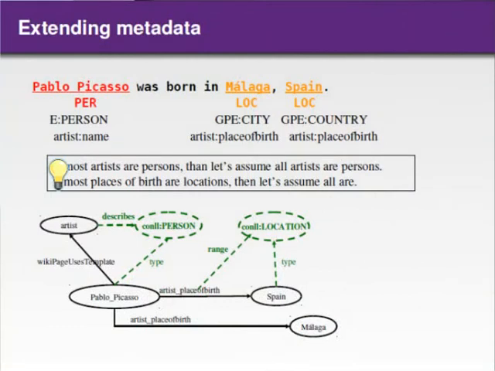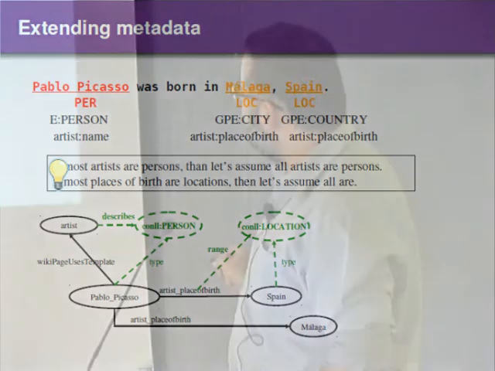But you can use other tricks to extend metadata. So for example, if most artists are persons, then let's assume all artists are persons. OK? Yeah, maybe we include a dog and one elephant. Doesn't matter. They are persons for now. Most cases are true. Or if most places of birth are locations, then let's assume all are. And this is true. Why do we need to do this? Because the data is incomplete. The data has mistakes. So it's not homogeneous. So you can extend metadata.